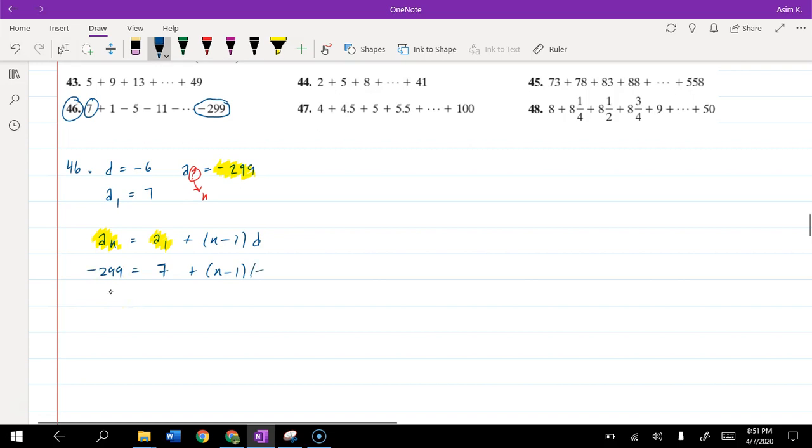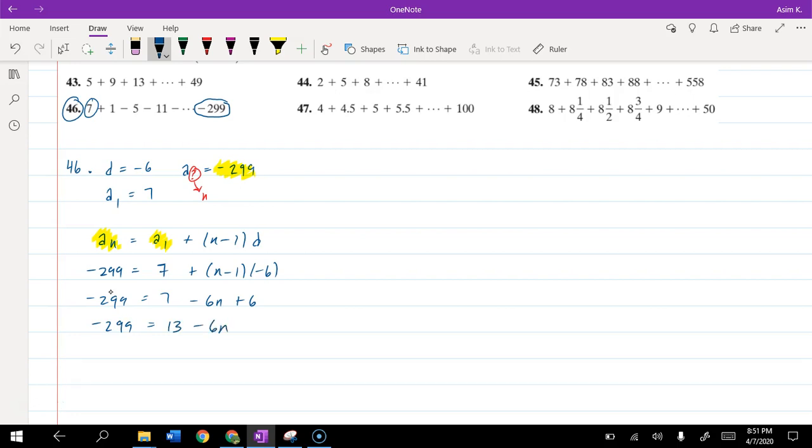But look at what I've managed to do, though. Because I know that the common difference is negative 6, this formula can be restructured to actually tell us what term number that is. See how powerful it is. You don't have to count off by negative 6s and be crazy about it, right? So let's go ahead and solve this little equation here. So 7 minus 6n plus 6 is equal to negative 299 is equal to 13 minus 6n.